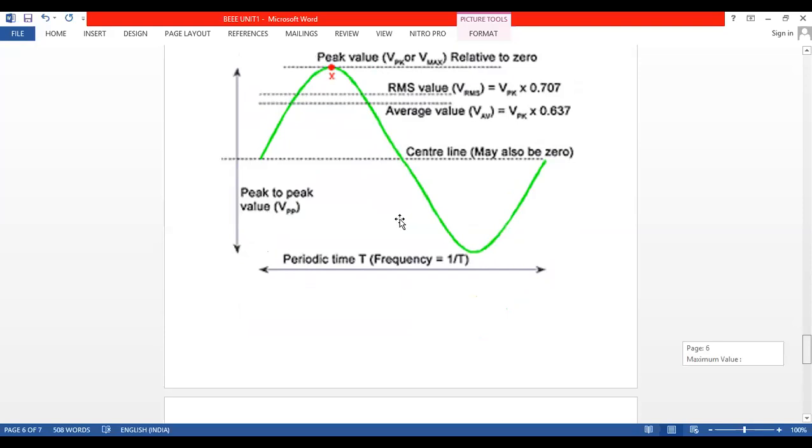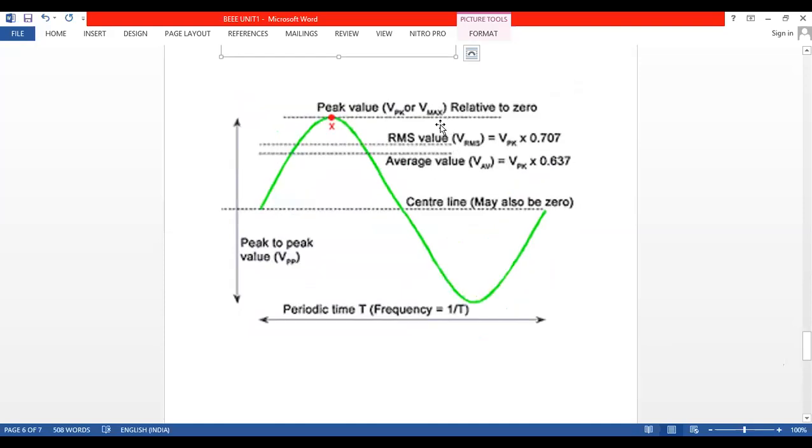So AC current is a combination of how many currents? Peak current, RMS current, average current and peak to peak current. Now I hope you understood why we are studying all these definitions. So when we draw AC current, it is a combination of peak current or maximum current, RMS current, average current and peak to peak current. Another definition: the current which flows in two different directions, positive and negative, is called the AC current.